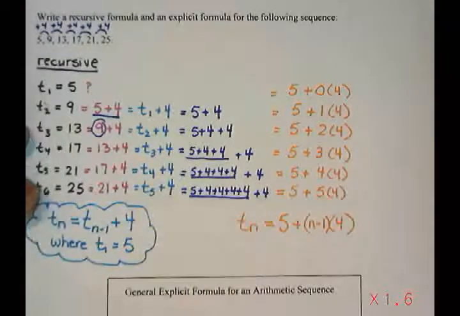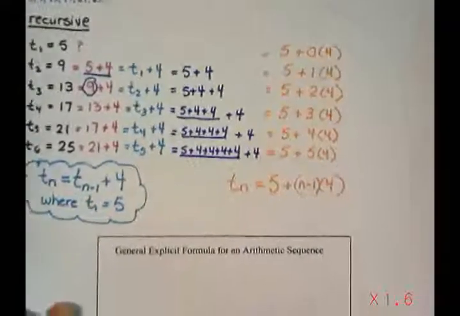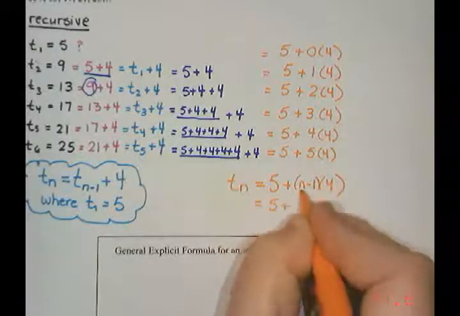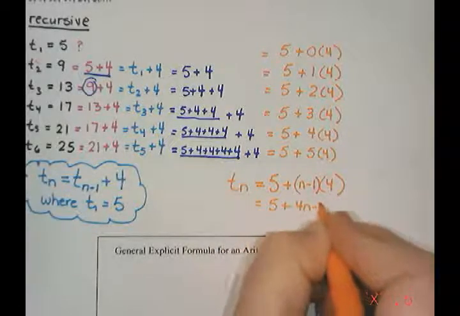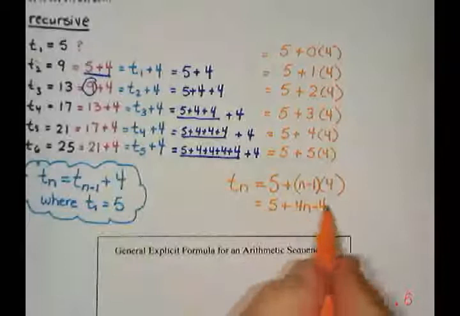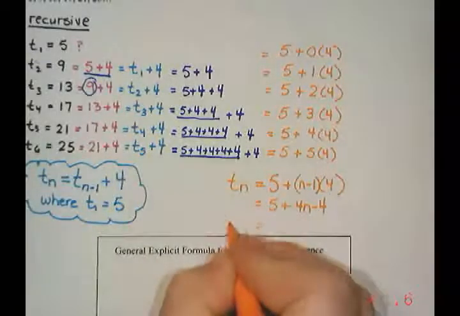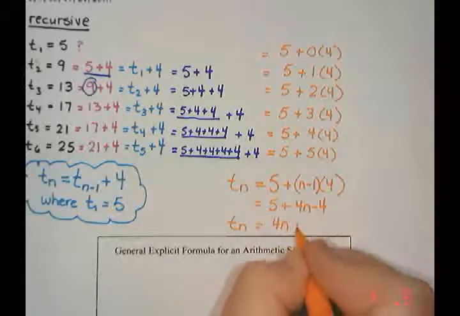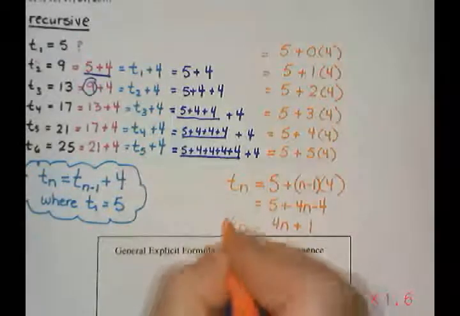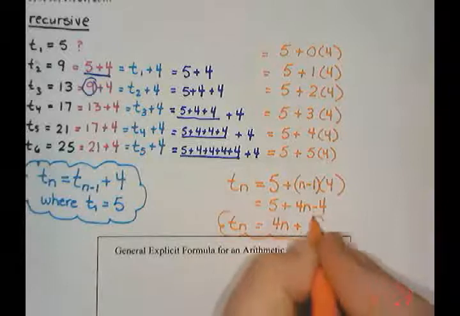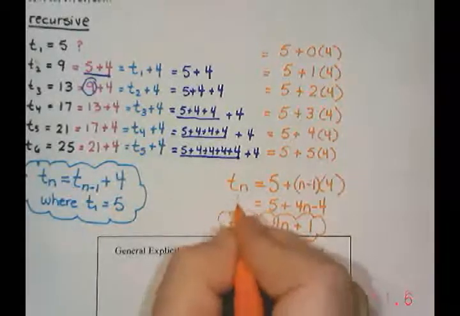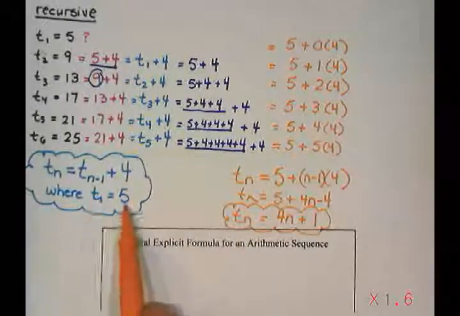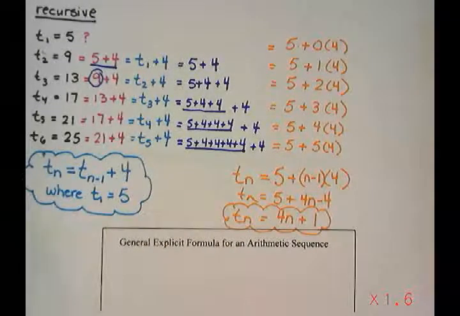Now I can leave the formula like that, but I would actually multiply the 4 into the bracket to get 4n minus 4, and then simplify this a little to get that Tn is 4n. Now 5 minus 4 is 1. So Tn equals 4n plus 1. Now that works for all the terms. It works for the first term. It works for the last term. So I don't have to put in where a T1 equals some number.